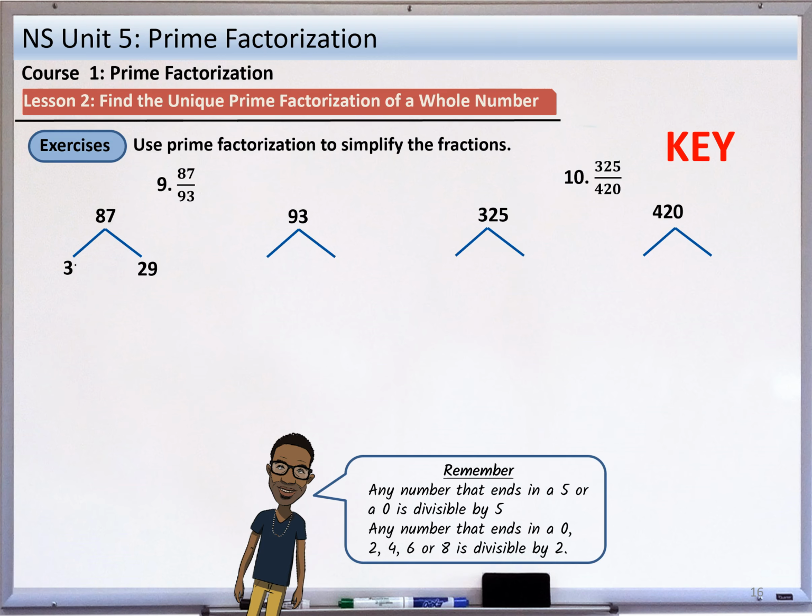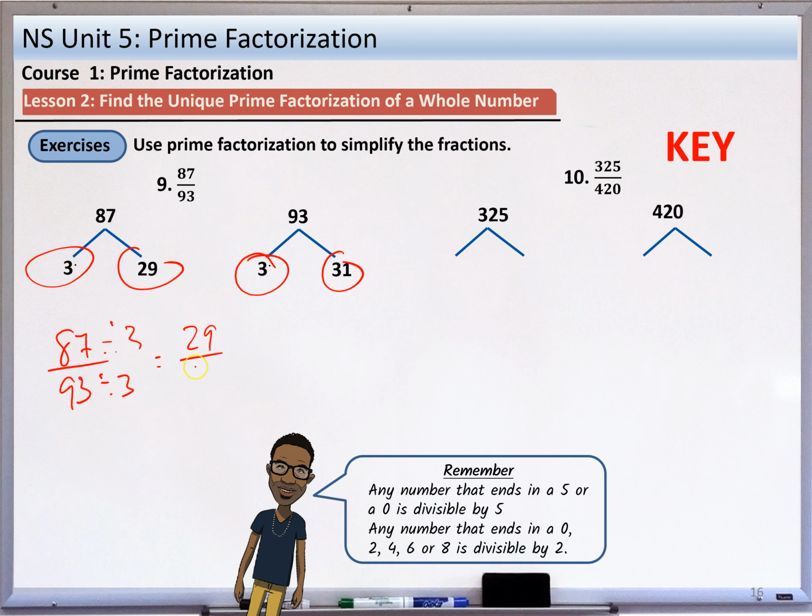3 times 29 is 87, and 29 is a prime number, so we're going to stop there. And 3 times 31 is 93. Both those numbers are prime as well. So to simplify 87 93rds, we're going to divide by 3 because that's our common factor, and we get 29 31sts.